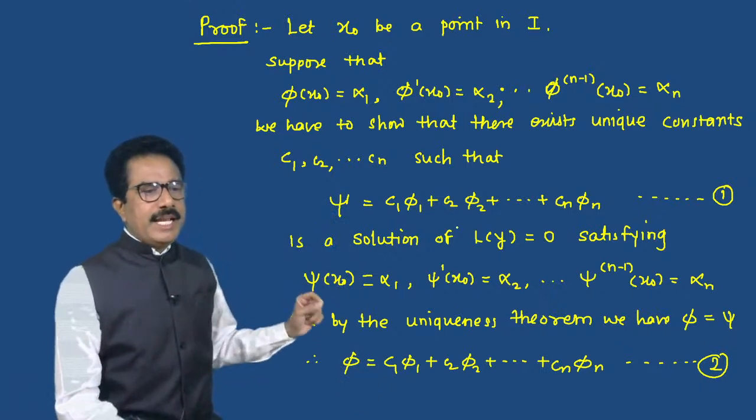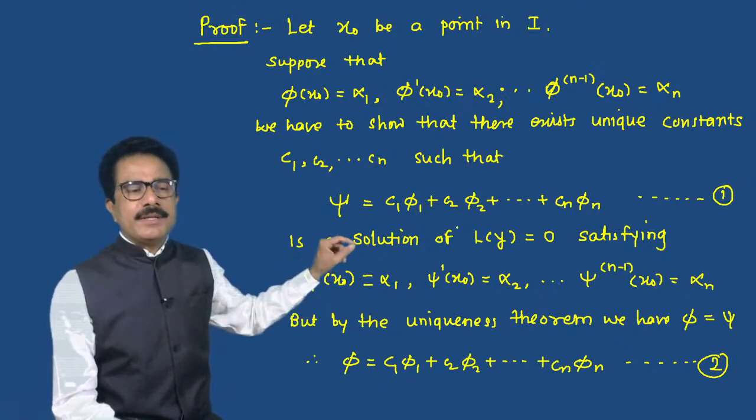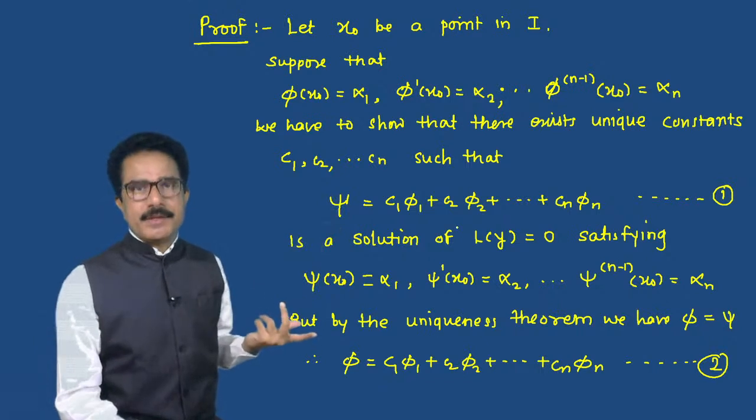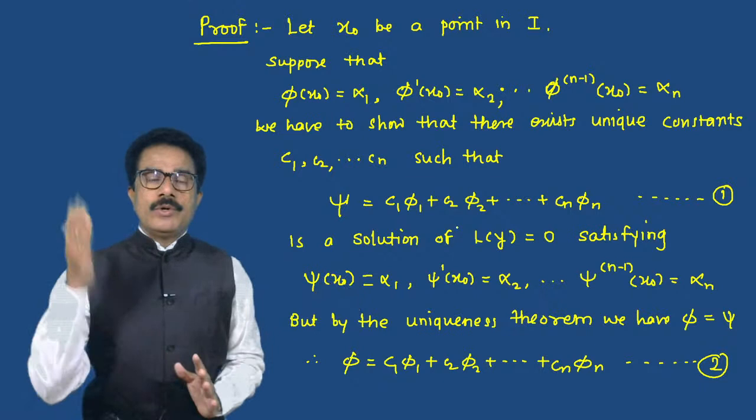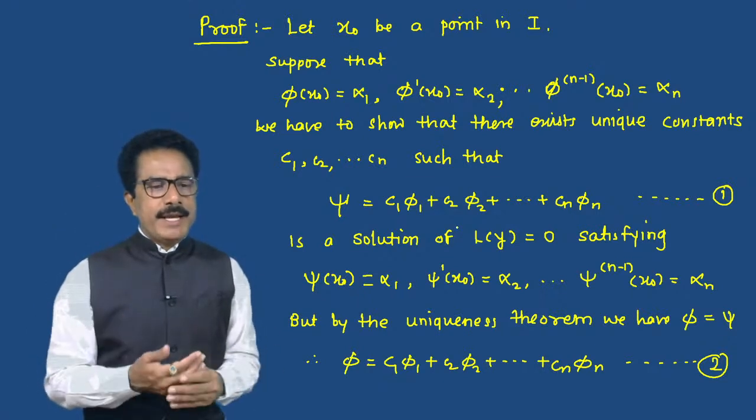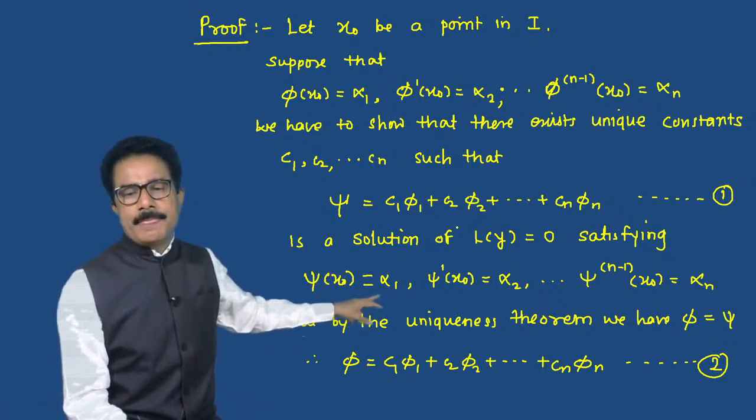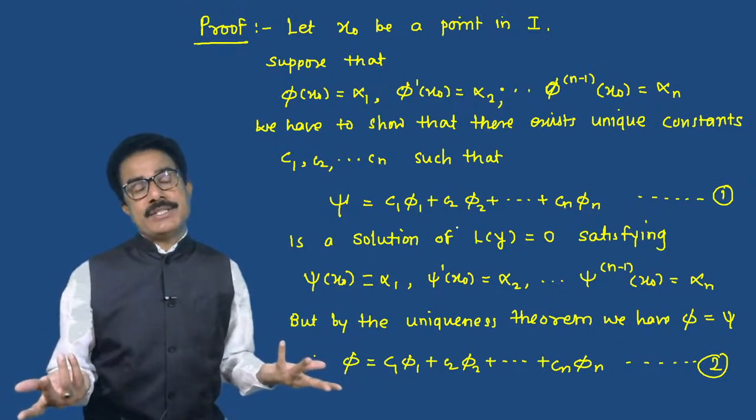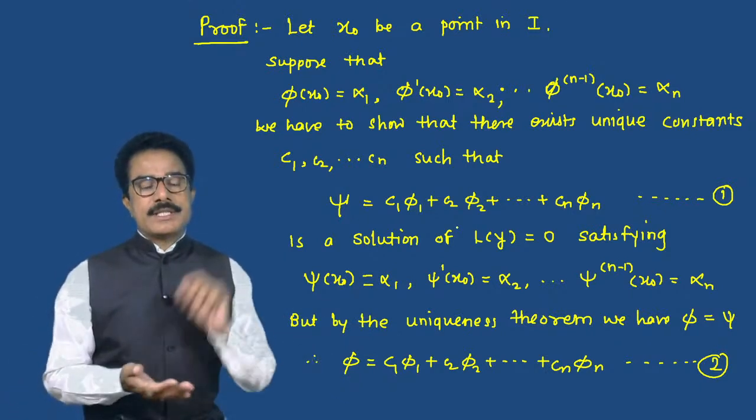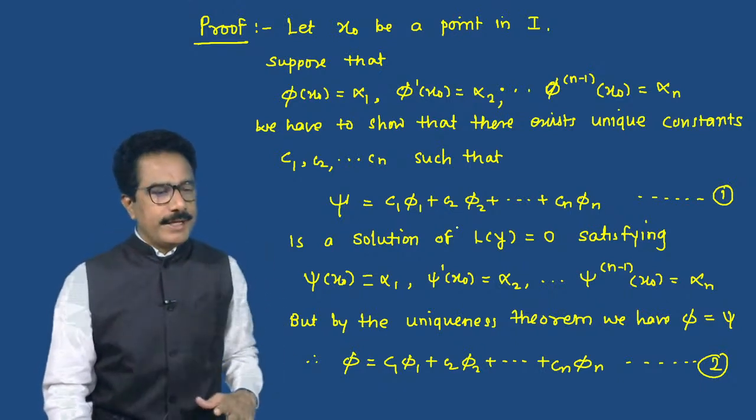Now also psi satisfies the equation because psi is a solution. You know that psi is a solution of L of y equal to 0. So psi satisfies the differential equation having the conditions psi of x naught is equal to alpha 1, psi dash of x naught is equal to alpha 2, because we have considered psi a solution, ... psi raised to n minus 1 of x naught is equal to alpha n.